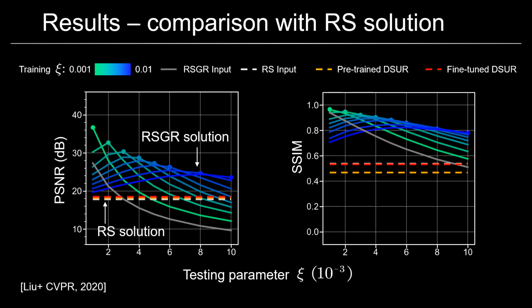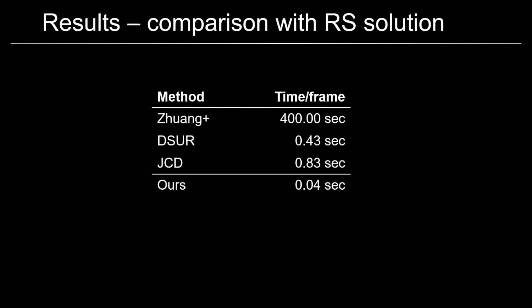Our solution goes ahead of the RS solution with a large margin when Xi is small, indicating a large exposure duration. Although our performance decays with the increase of Xi, we are still superior to the RS solution. Except the effectiveness, our solution without explicit motion compensation is also more efficient than existing RS solutions.